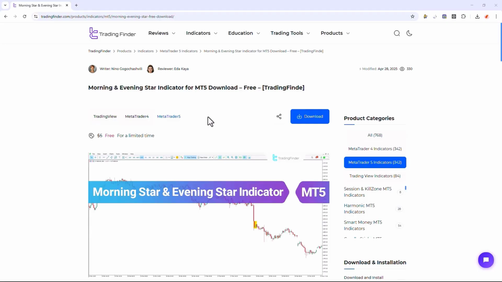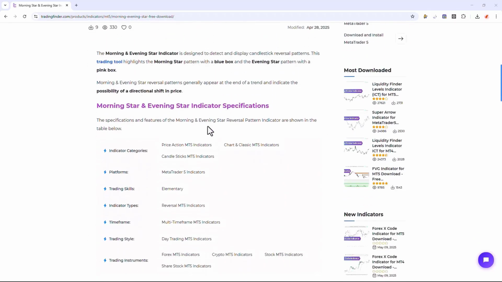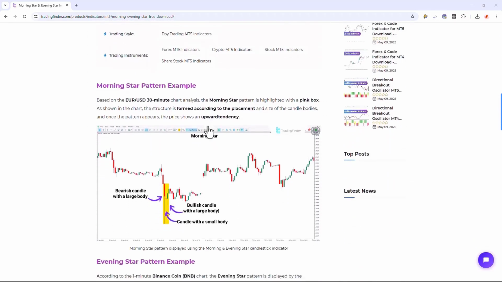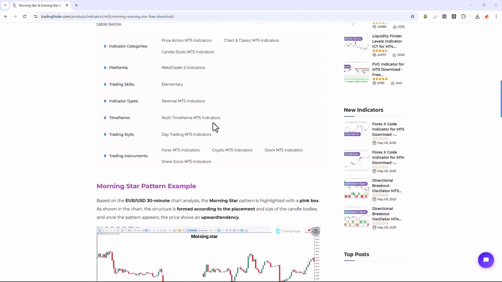The morning star and evening star indicator, which is available for various platforms on the TradingFinder website. From this section, you can download the indicator file for MetaTrader 4 and MetaTrader 5 platforms and run it on your chart. Additionally, traders can read this page to learn about how the indicator works and its functionality.